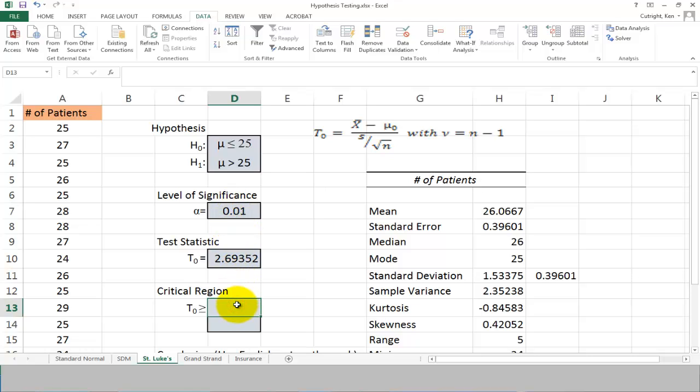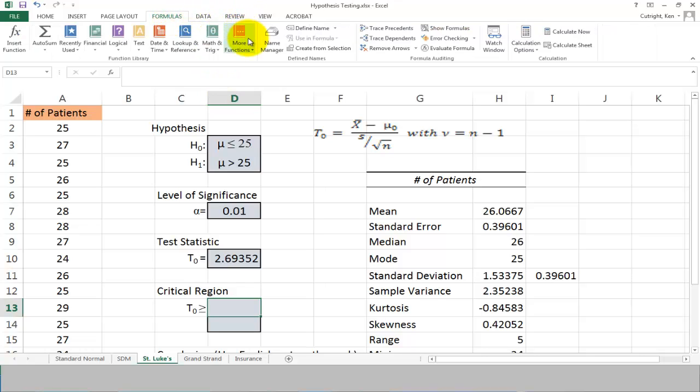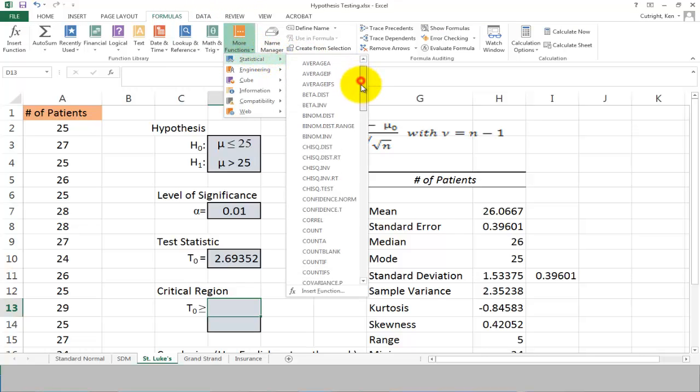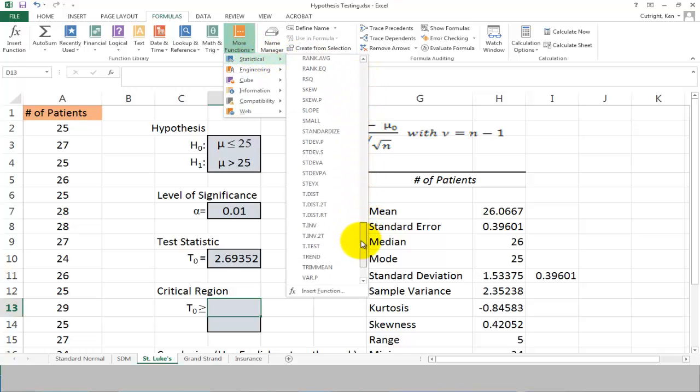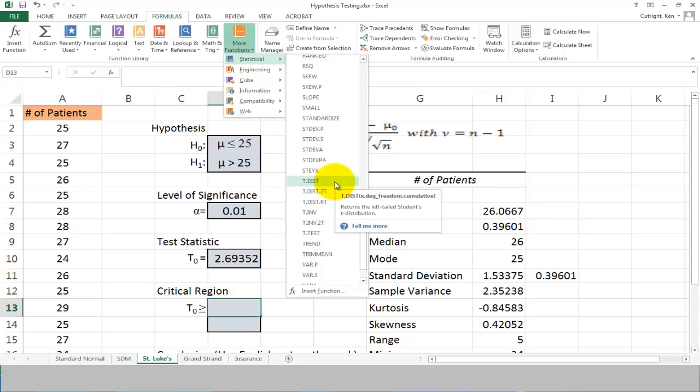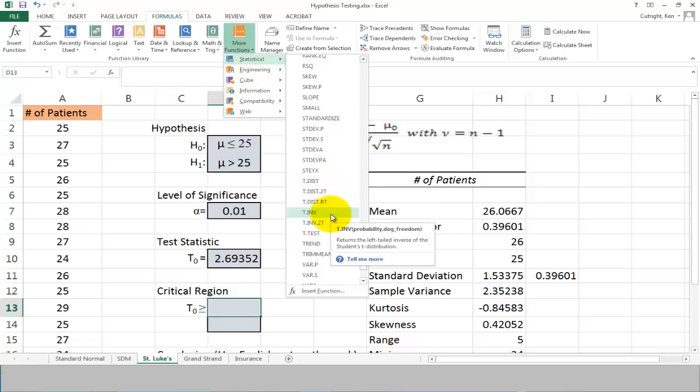So what I'm going to do is I'm going to go up here to formulas. I'm going to select more functions. I'm going to select statistical, and I'm going to run down and find the t distribution. And when you find the t distribution here, you see several things. One, you see a t distribution, but you also see a t inverse. So let me talk about that for just a minute.